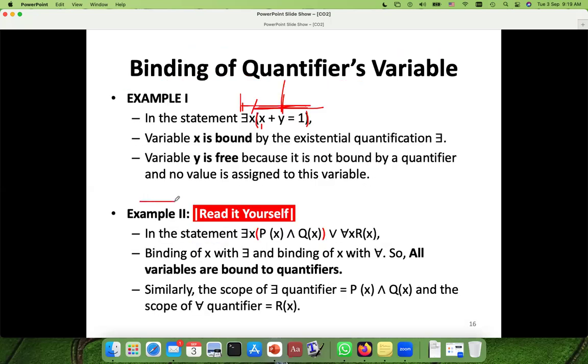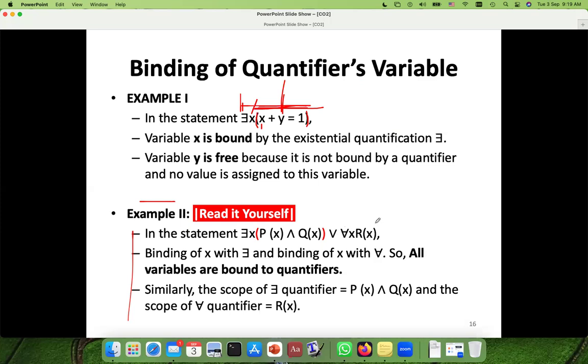Okay, example 2. Here in the statement, by the way, it is written here, read it by yourself. Let's see it if you want. So there is an x, p of x and q of x, or, so these are the parentheses. This is one part, disjunction, this one.